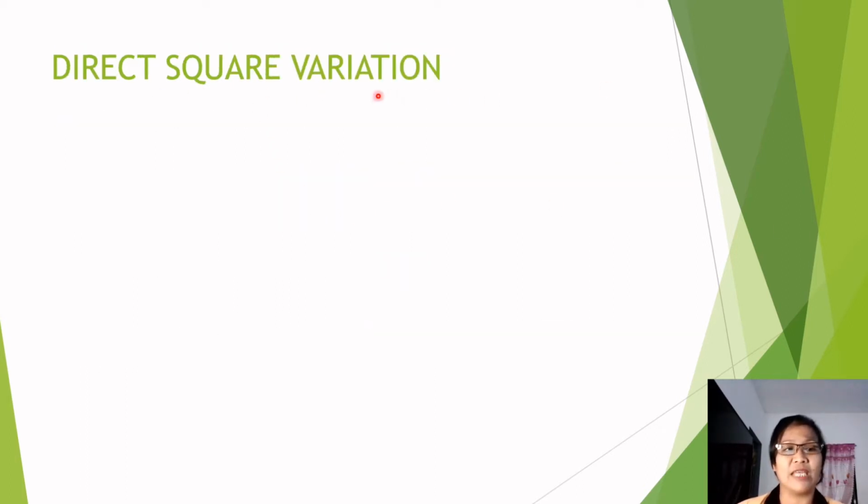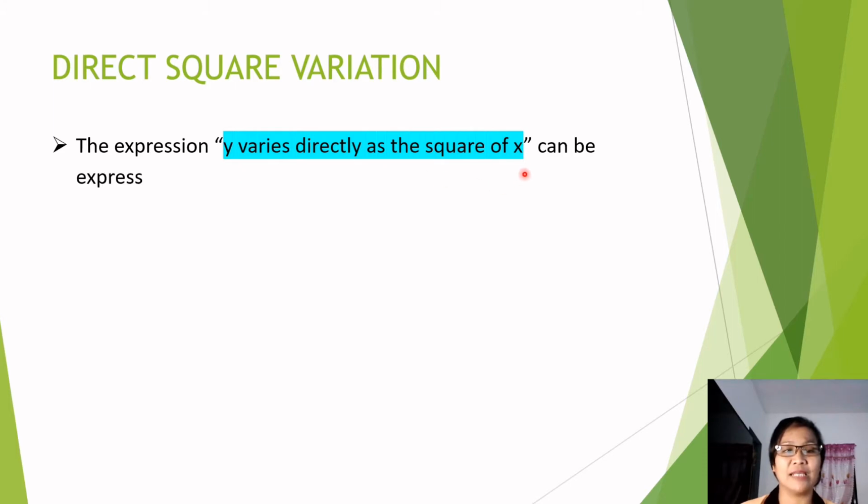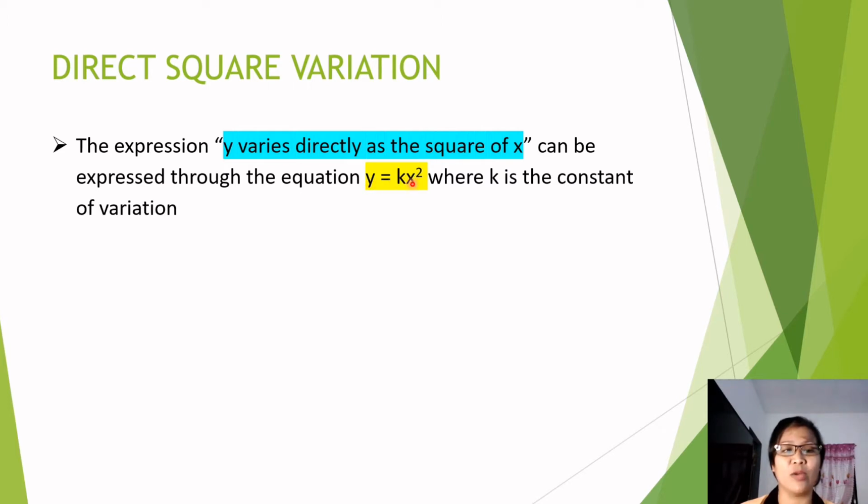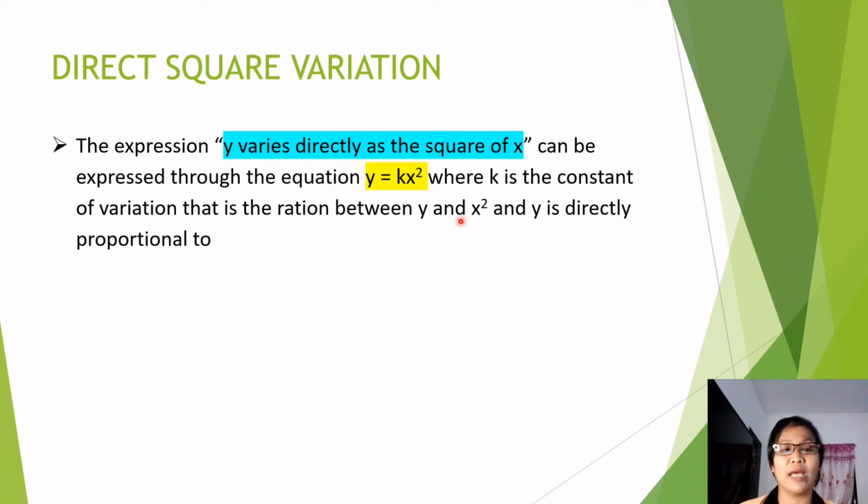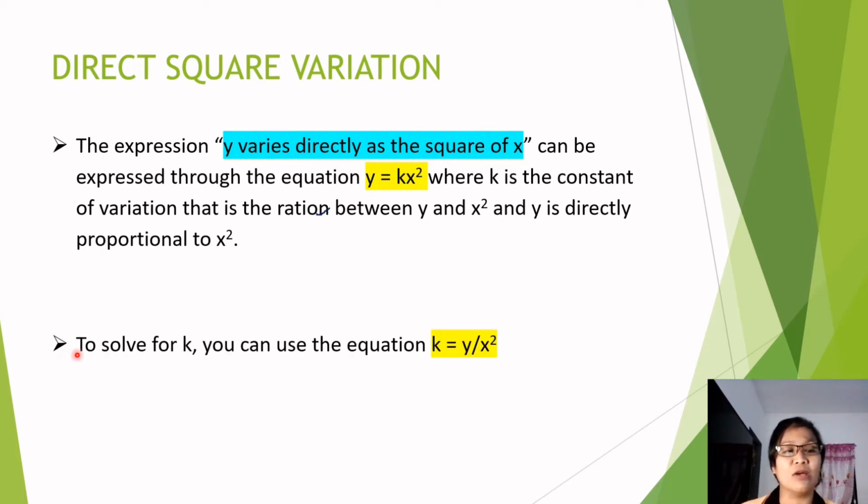Direct square variation. Ano naman ang direct square variation? The expression y varies directly as the square of x can be expressed through the equation y is equal to kx squared, where k is the constant of variation, that is, the ratio between y and x squared, and y is directly proportional to x squared. So, pareho sila sa direct variation. Ang pagkakaiba lang nila ay yung squared. So, to solve for k, you can use the equation k is equal to y over x squared.